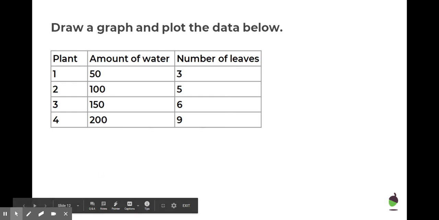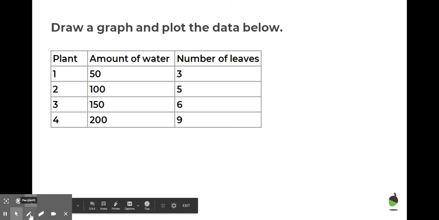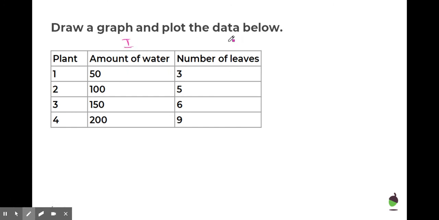Okay, the last thing I'd like you to do is have a go at drawing your own graph. I'd like you to draw the graph and plot the data that you can see below. Just as a quick reminder, the independent variable is normally in the first column here on the left, and the dependent variable, so we're looking at the amount of water and the number of leaves that grow, is here. So think about which axes you're going to put each of those onto. So pause the video. You could do it on the computer in a Google Slide, or I've added some graph paper to the task, so you could print that off if you wanted to, or you could use squared paper. Okay, so pause the video and have a go at that.